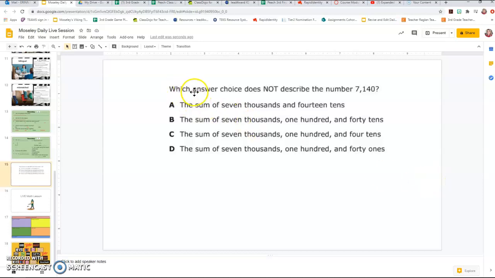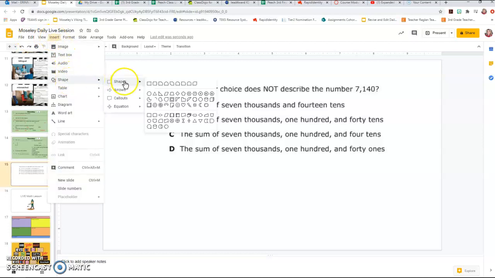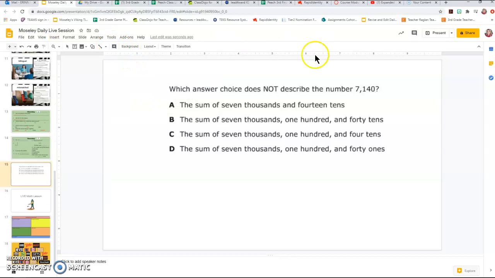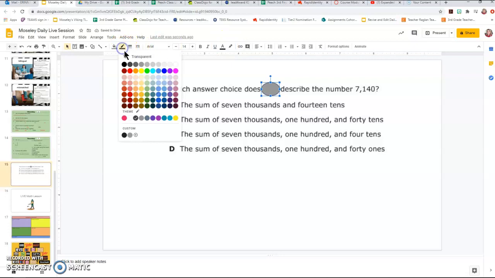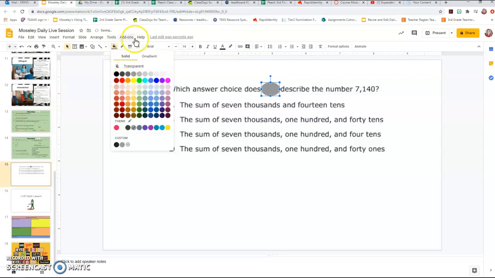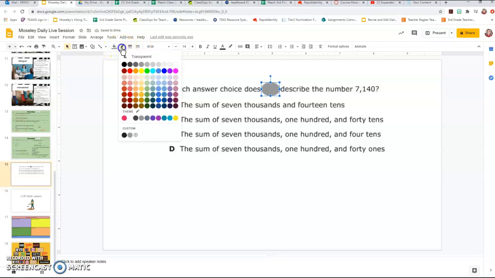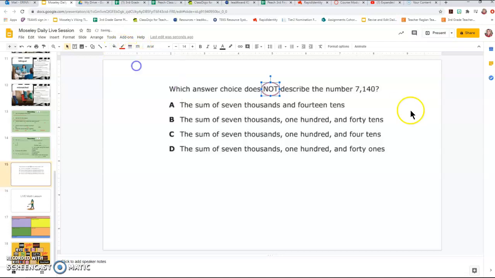Okay, so the question says, which answer choice does not describe the number 7,141? So the important thing here is the word not. This word right here is very important. Which answer choice does not describe 7,141? Okay, so let's look at our answer choices.